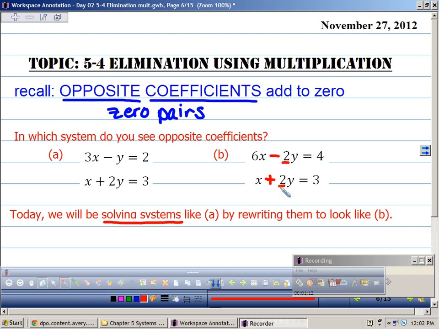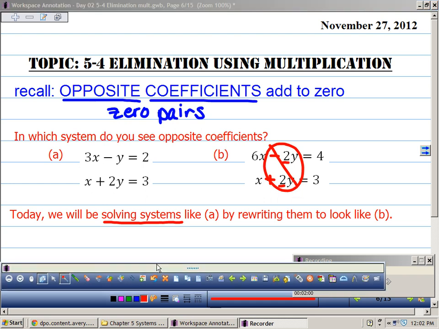I just said the coefficients are the numbers in front of the variable. There are no opposite coefficients in there. Are there opposite coefficients in here? Yes, we already identified them. So those are zero pairs.